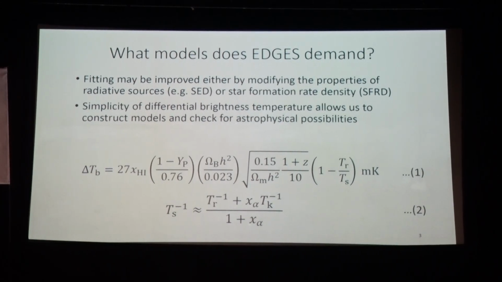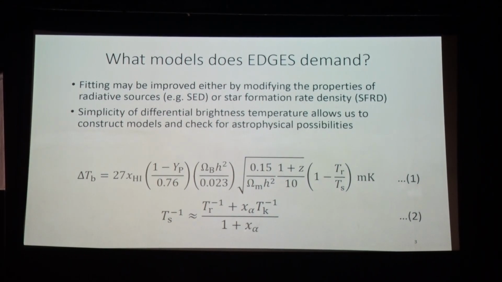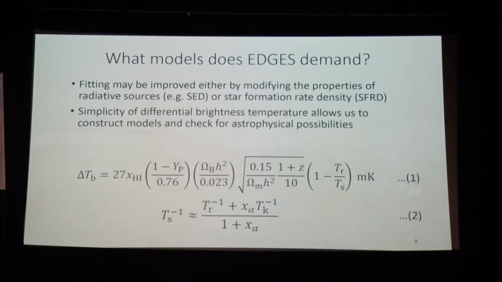For this, we begin with the main observable, and this is equation one on this slide. I'm sure you are all familiar with this expression. This is the measure of the global 21cm signal. Here Y_P, Ω_b, Ω_m, and h are the usual cosmological parameters. z is the redshift, T_R is the background temperature, and T_S is the spin temperature. This has already been explained in Professor Bharadwaj's talk.